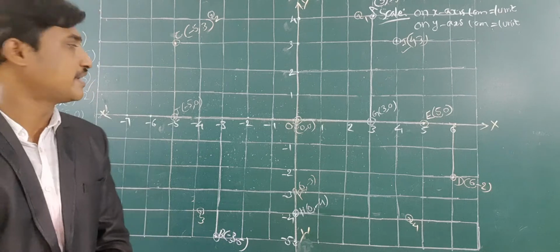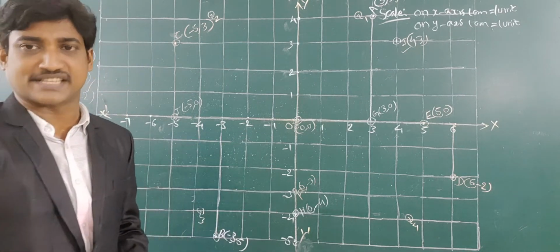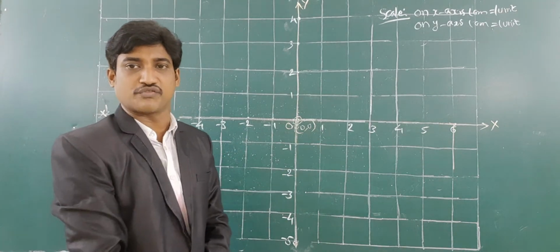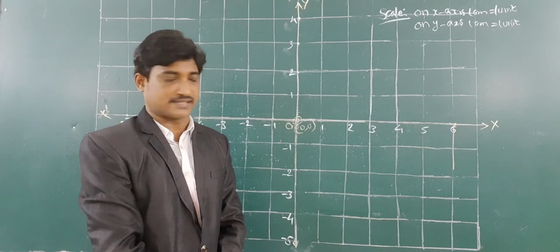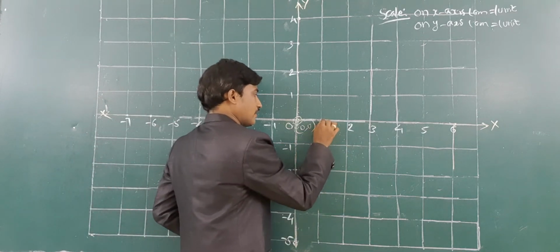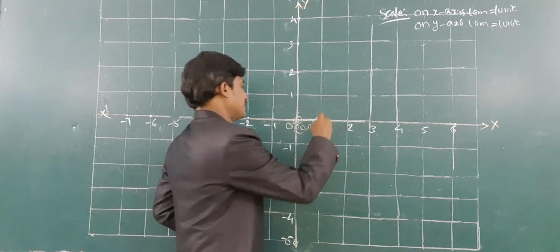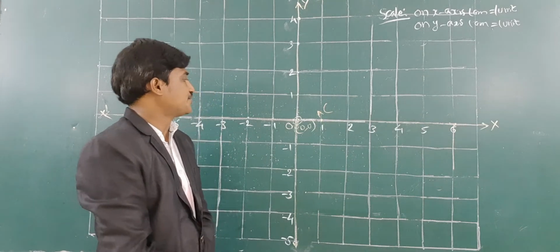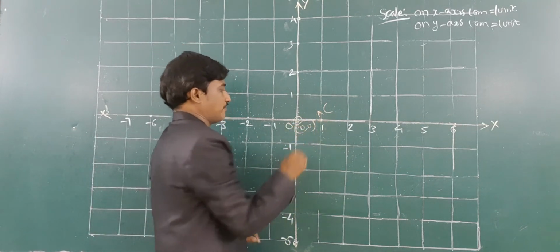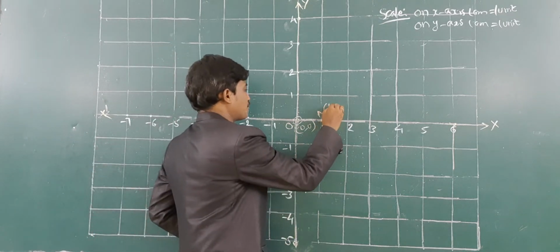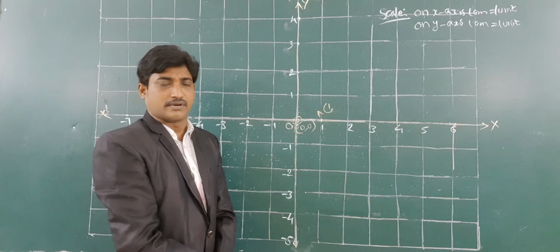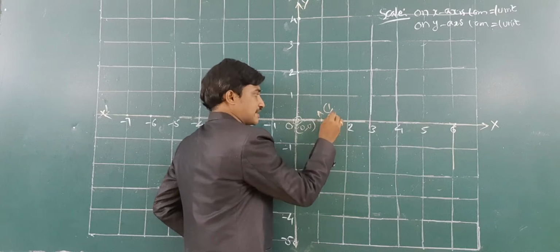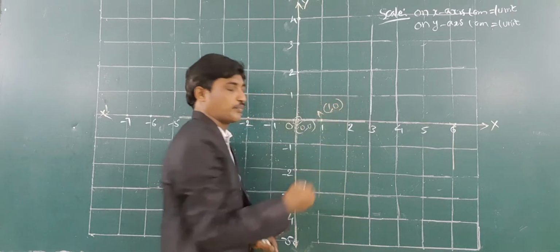Now let us see the points on the x-axis. Let us write the ordered pairs of the points on the x-axis. Here at 1, let me take this point as A. This is 1 unit distance from the y-axis, so the x coordinate is 1. Distance from the x-axis is the y coordinate. Distance from x-axis to x-axis is 0, so A is (1, 0).